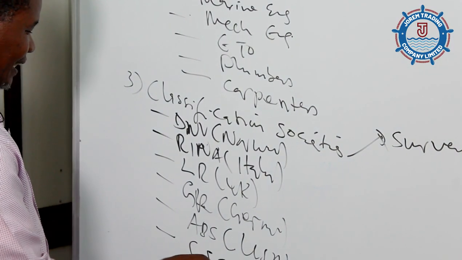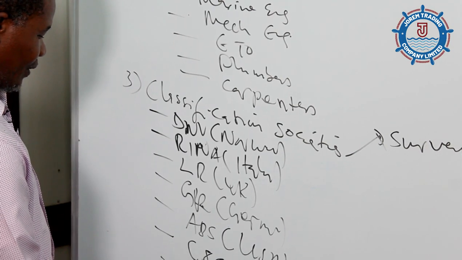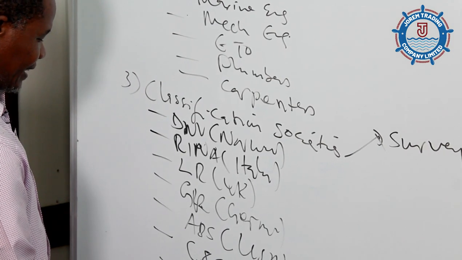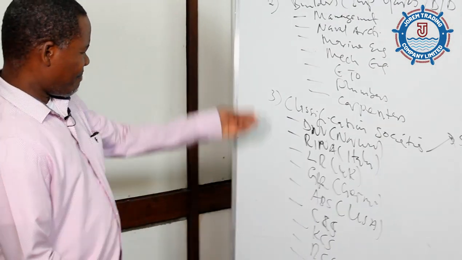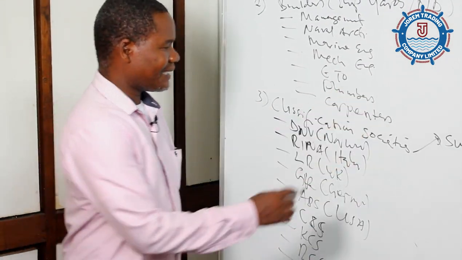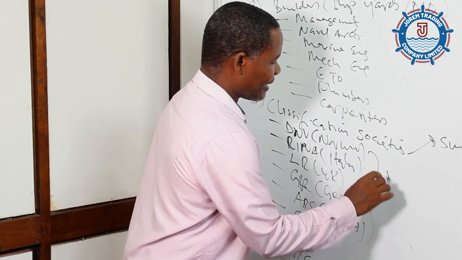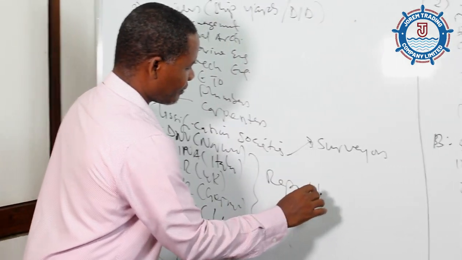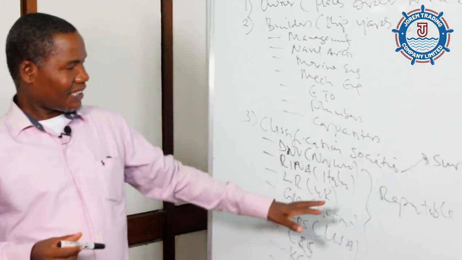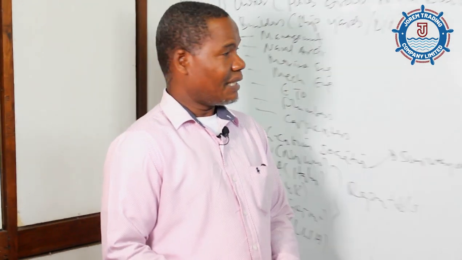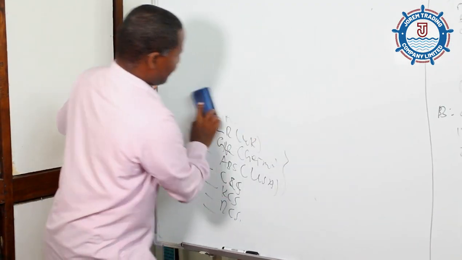We have the Chinese Classification Society. We have the Korean Classification Society. We have the Russian Classification Society. We have many more than 12 reputable, international classification societies. They put standards of construction and of course of maintaining ships.